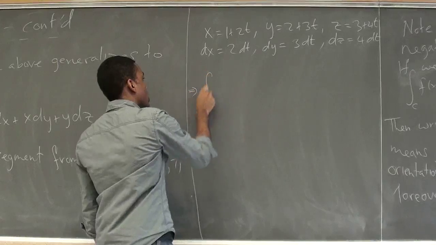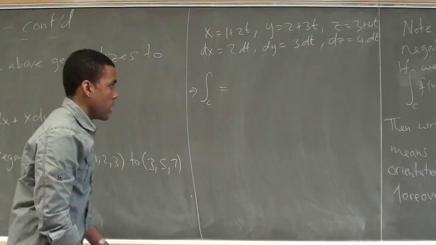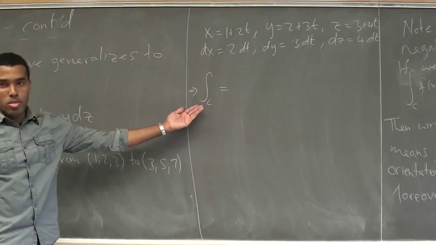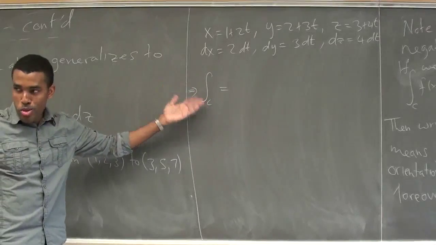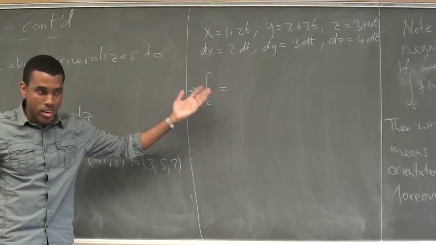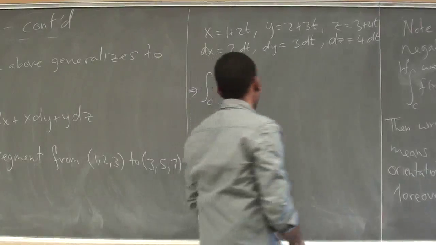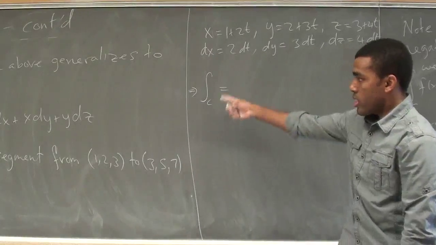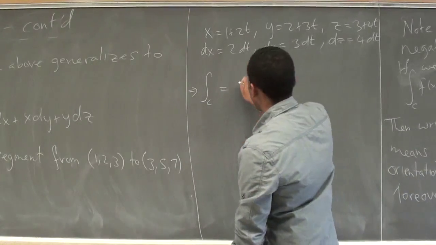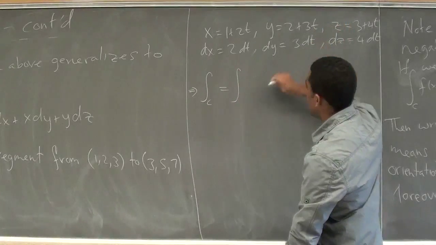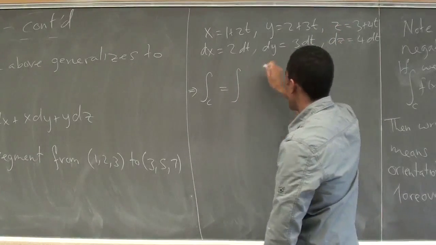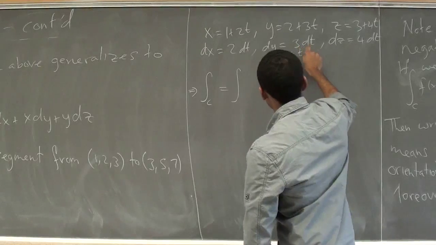So our integral along C, and to save writing, sometimes I just write the integral there. I know formally it's not correct, but it's shorthand, and it's very common to do that. So you can say the integral along C is equal to, what's the t limits? 0 to 1. 0 to 1 whenever we use that formula, right?